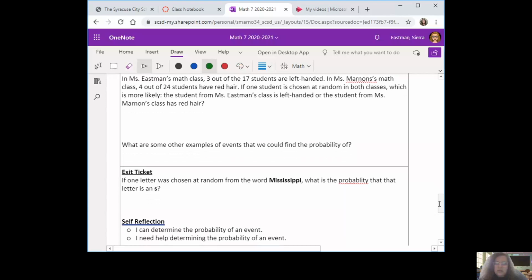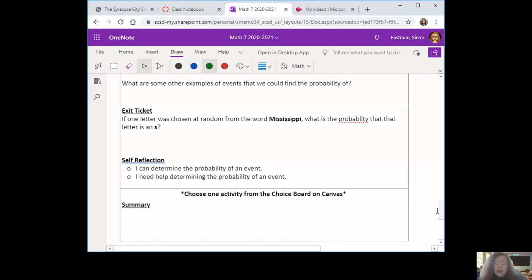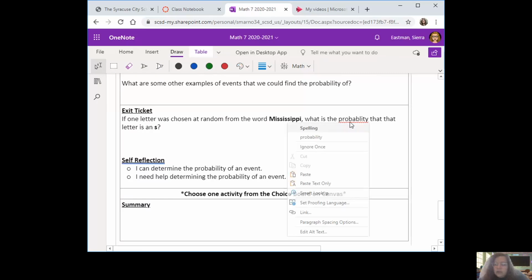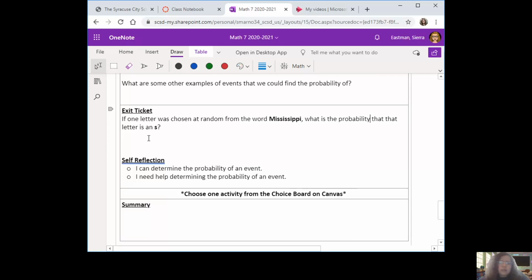As you can see, we could really find the probability of a lot of different situations, including the exit ticket, which is if one letter was chosen at random from the word Mississippi. Oh, this is spelled wrong. That means it's actually printed wrong on all of our printed packets. That's my fault. But what probability do we have of the letter being an S if we choose randomly from that word? So lots of different situations, lots of different practice questions.